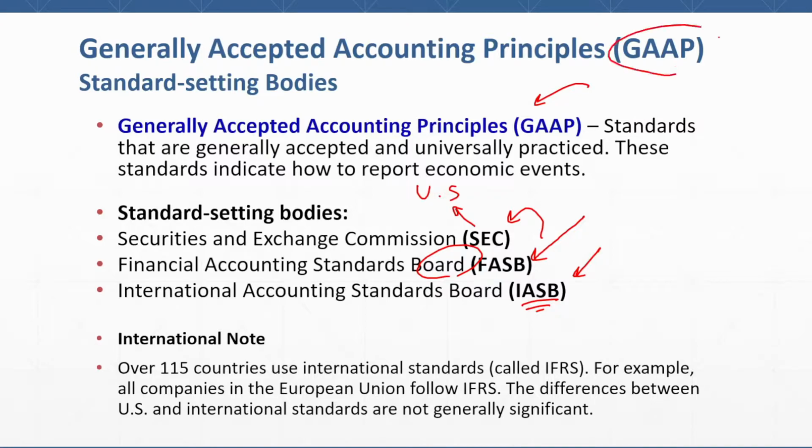So there is not just one GAAP, there is not just one type of standard. It depends on the country. Different countries may or may not have different accounting standards. Here in the US, we use US GAAP. Some other countries, mostly in Europe, they use another kind of standards called IFRS, International Financial Reporting Standards.